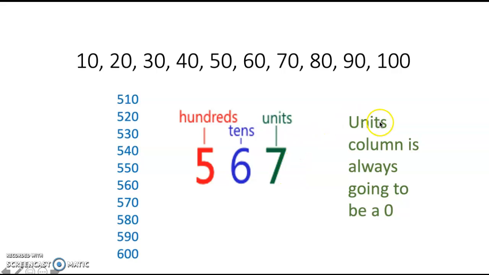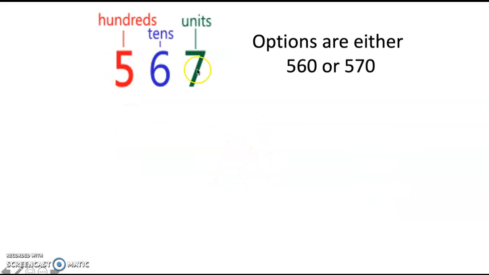And if you notice, the units column is always going to be a 0. So no matter what one it is, you see that it's going to be a 0. We just want to know what tens is this closest to. So when we're looking at this number, our options are either 560 or 570, as those are the closest tens that it's between. Now in order to figure it out, we want to look at the units column.